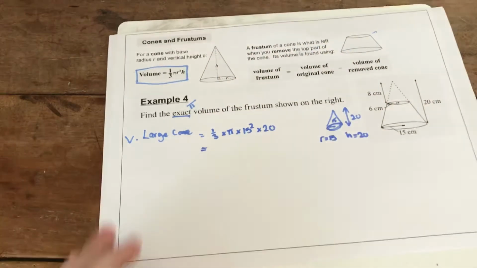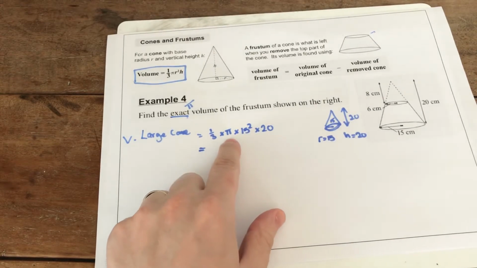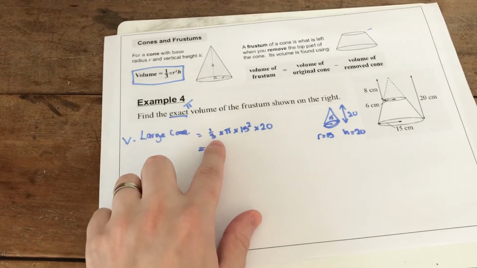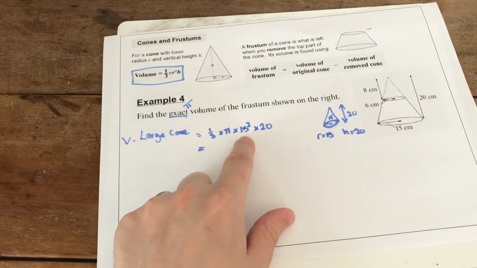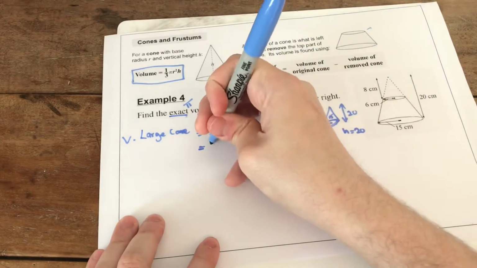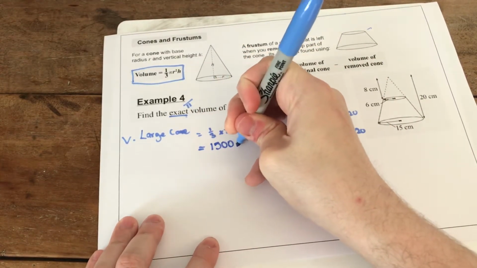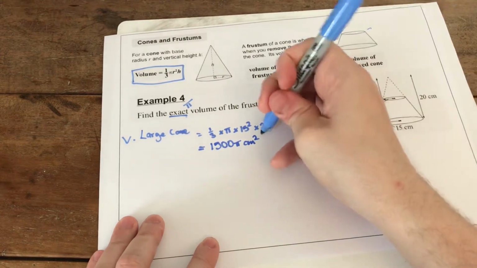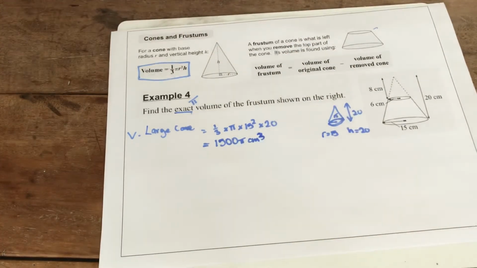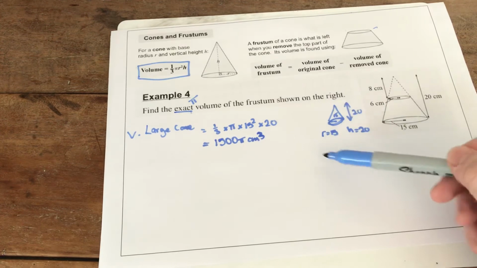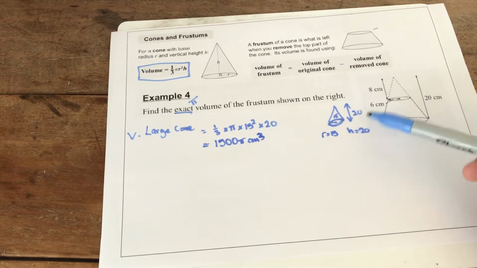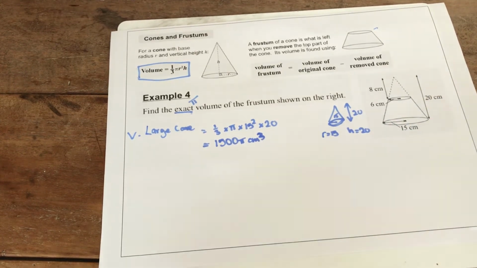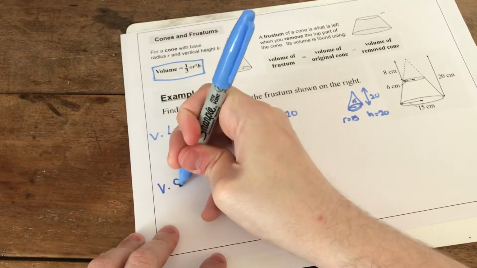I put this into my calculator. I leave it in terms of pi because it says exact value. If you're not using a scientific calculator, all you do is a third times 15 times 15 times 20. What comes out is 1,500, and you leave that in terms of pi, and you write the units, which in this case would be centimetres cubed. Now, for the first two questions on the other side of the Knowledge Organiser, that's all you have to do. But because we're asked to find the volume of the frustum, we now have to find the volume of the small cone.